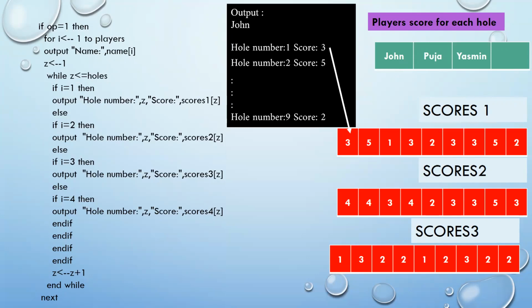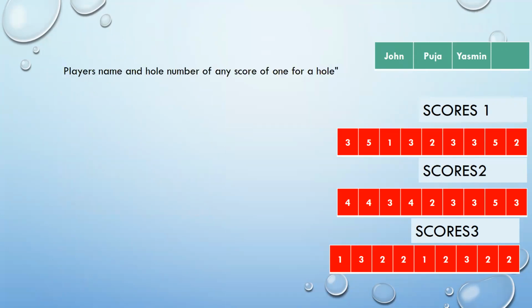Now suppose the user chooses option 2. Option 2 was player's name and whole number of any score of 1 for a hole. That means you have to display the name of the player along with the whole number where the player has managed to put the ball into the hole in one single stroke.